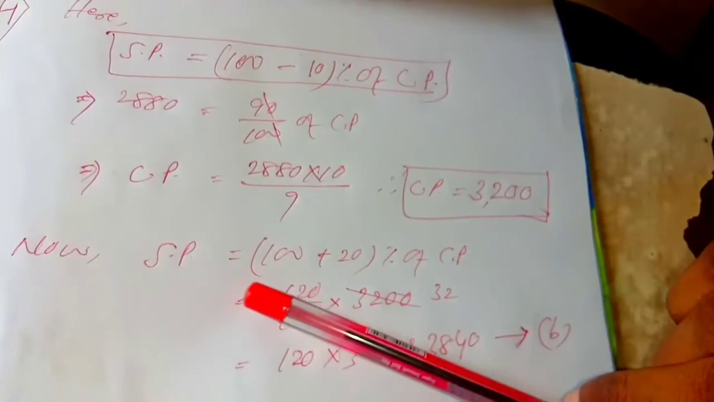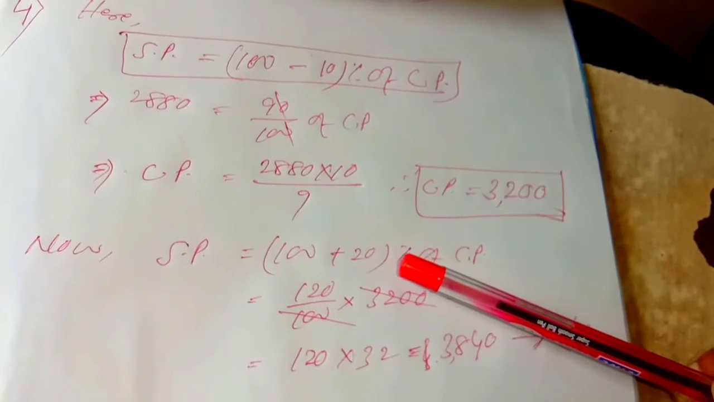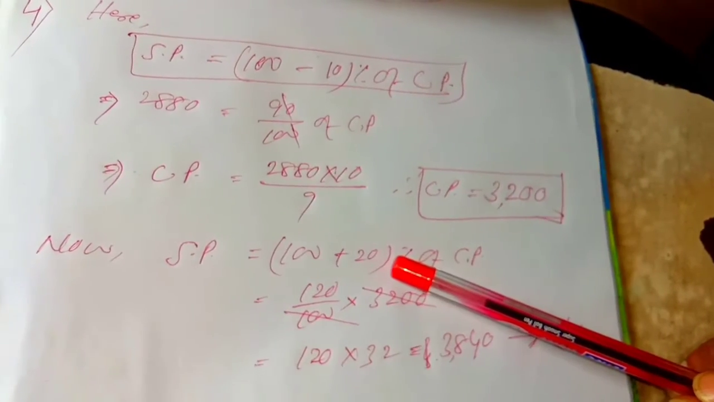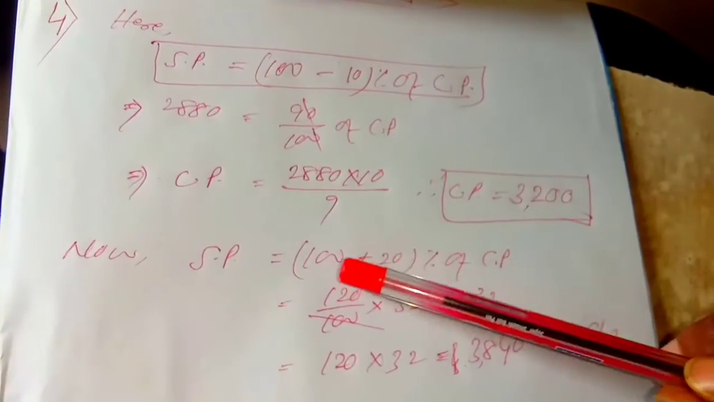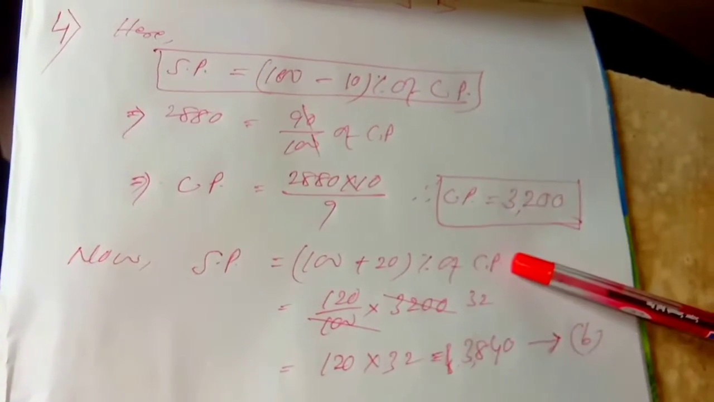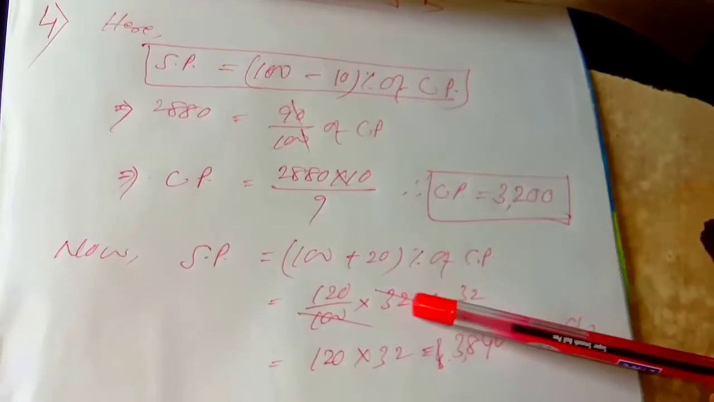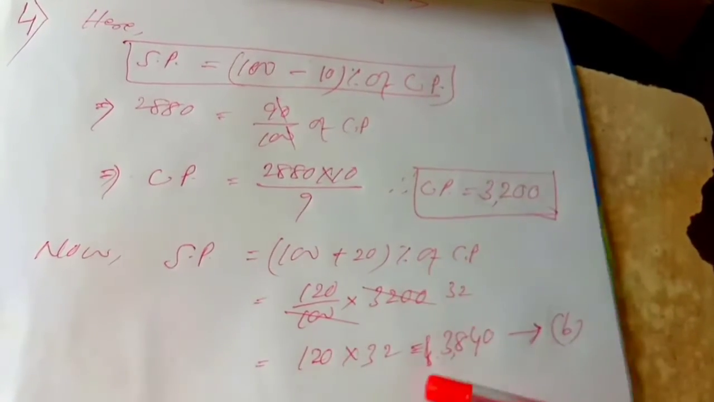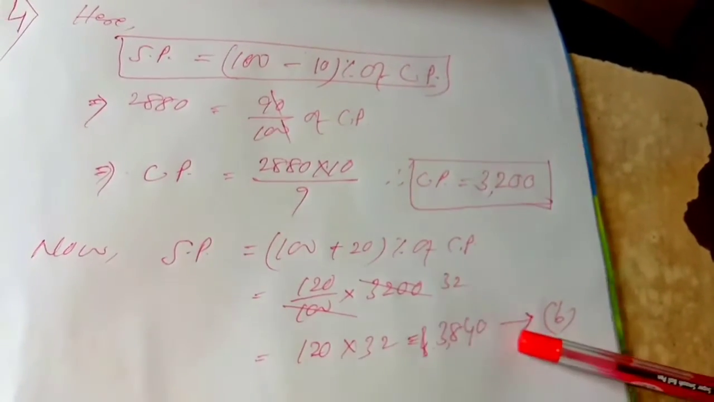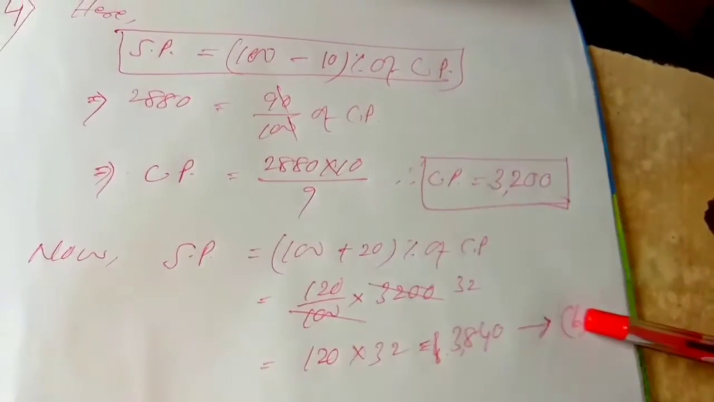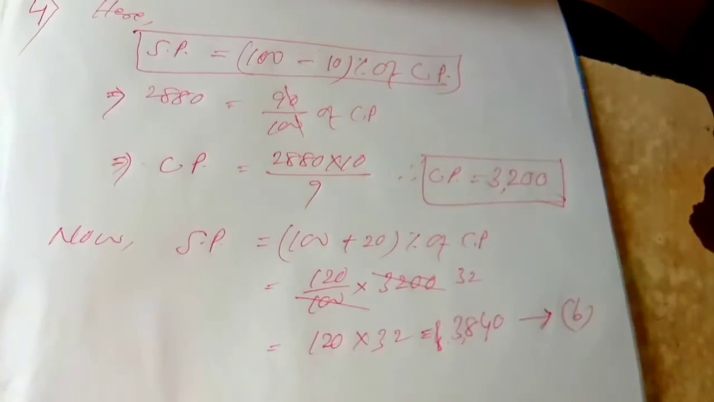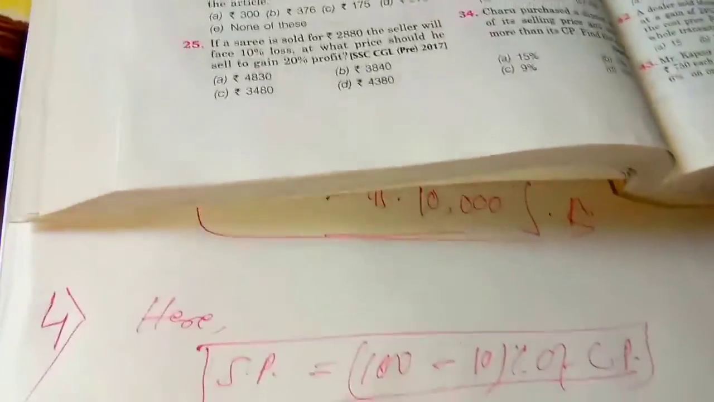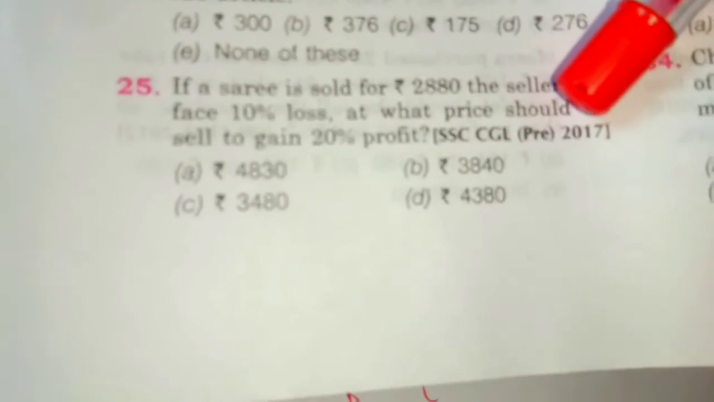Second part, you have to find the selling price required to achieve 20% profit. Therefore, you have to add: 100 plus 20% of cost price, that is 120 by 100 into cost price, which is 3,200. After simplification, you are getting 3,840, which is option B. There are 4 options given, just see the book. The option B is the right answer. Let us go to the next question.